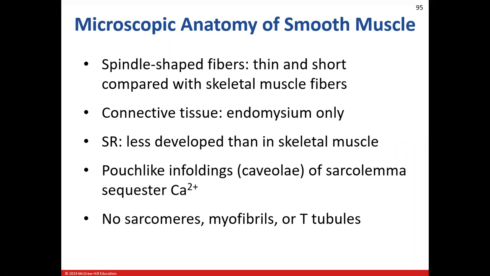With smooth muscle, the sarcoplasmic reticulum is less developed than it is in skeletal muscle. If we remember with skeletal muscle, the SR essentially surrounds all of our myofibrils. Not quite the same with smooth muscle. In smooth muscle, we also see pouch-like infoldings of the sarcolemma called caveolae, and these are there to sequester our calcium. In smooth muscle, we're also not going to see any sarcomeres, we're not going to see myofibrils, and we're not going to see T-tubules.